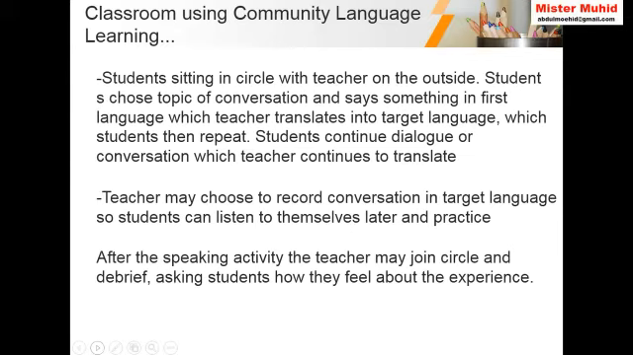After the speaking activity, the teacher may join the circle and debrief, asking students how they feel about the experience. You can imagine the situation: the students are in a circle, you are outside, and you ask them to make a conversation. You give one topic, then you record them, and after that you give the evaluation.